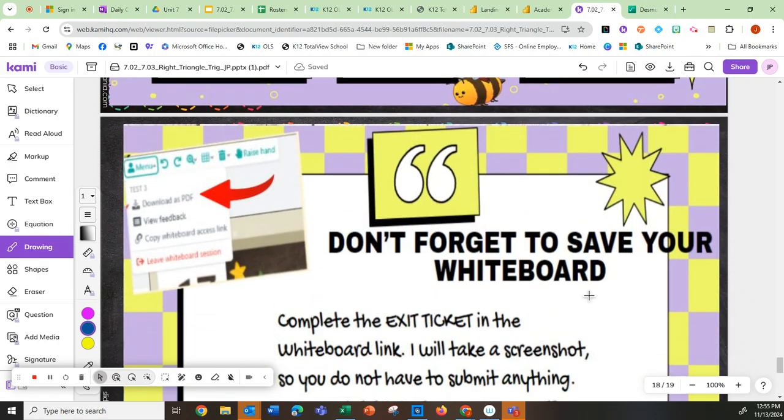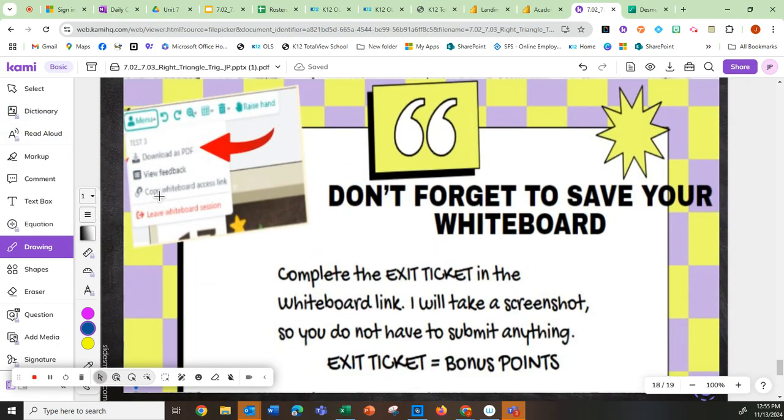Please make sure that, if you would like, you save the whiteboard. It's got a lot of really good reference pages and information, and a way for you to memorize. You do need to memorize sine, cosine, and tangent.